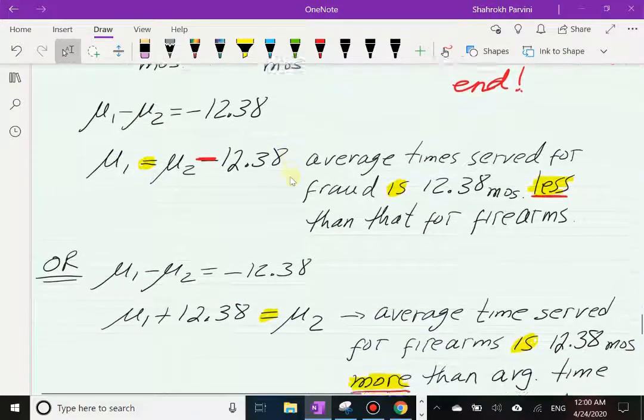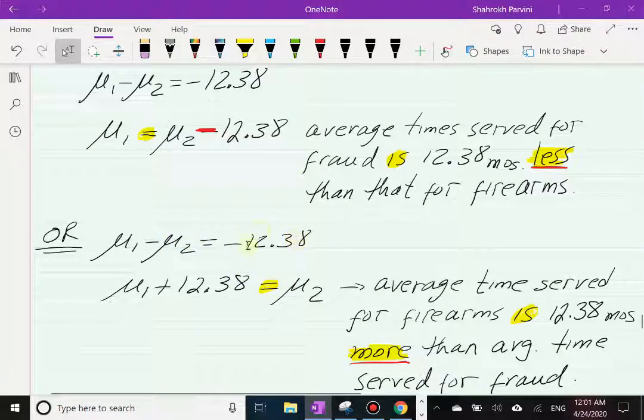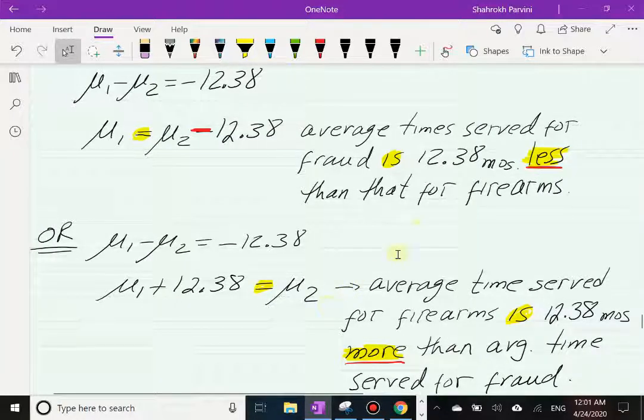Now I'm trying to interpret that another way. This time, take mu2 to the other side, and 12.38 becomes positive. Negative moves to the other side and becomes positive. And this time it's saying that mu2 is mu1 plus 12.38. Another way to say the same thing is that the average time served for firearms, mu2, is 12 months more than the average time for fraud. So it's another version of what we just said. These two statements really tell us the same information.